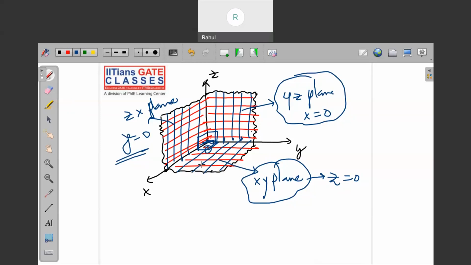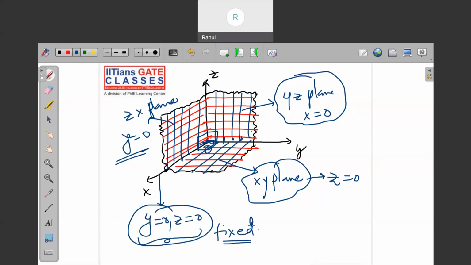Okay, and if you are on the x-axis, then y is equal to 0 and z is equal to 0. Okay, here the two coordinates are fixed, right? These are fixed. In a plane, only one coordinate is fixed. Okay, this is fixed. So what can be varied? The x and y can vary. Okay, so that is giving you the plane, right?